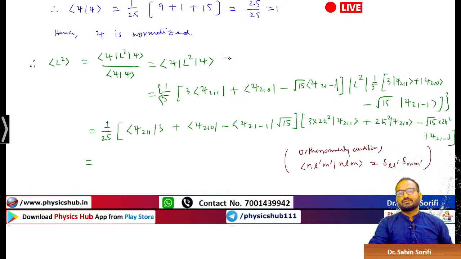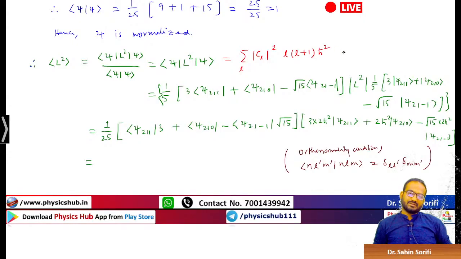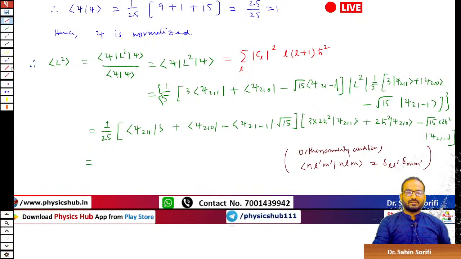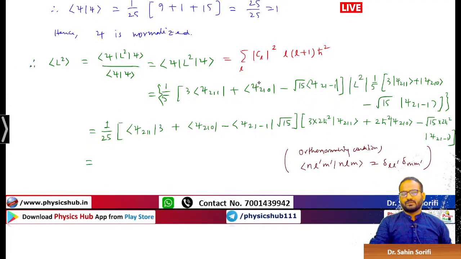Psi is 1, so we don't need to do that. So we are doing this only. If I am writing it, |CL|² L(L+1) ħ². This is what we are doing. So you can break it and do it, but you can simply use this formula. Same thing. Once you understand, you can play around. So 1 upon 25. Even if you go with this, you will get the same result. No issue.